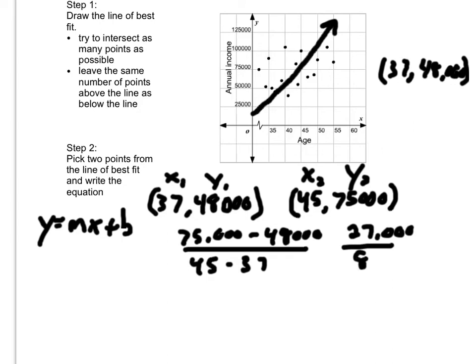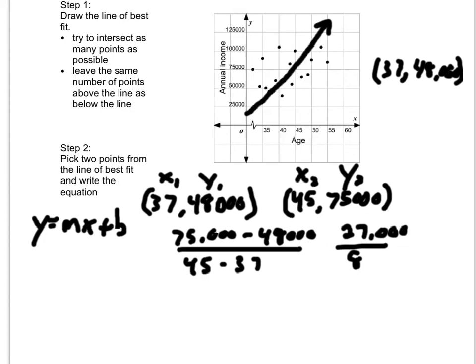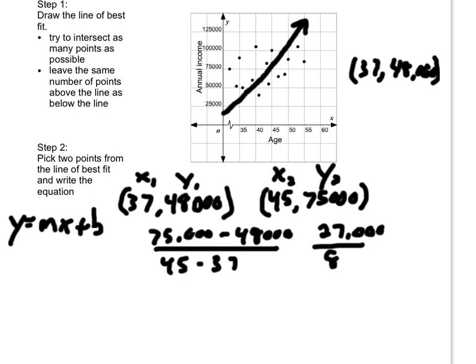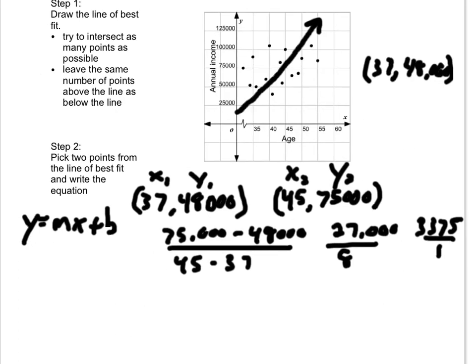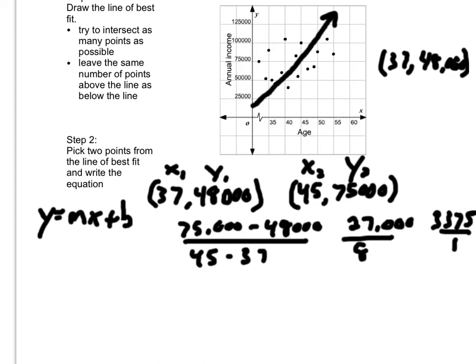Now reducing this, 8 actually goes into 27,000, and it goes in there 3,375 times. So this equation reduces down to 3,375 over 1. So that's going to be my slope, my m. So m is equal to 3,375 over 1, or just 3,375.